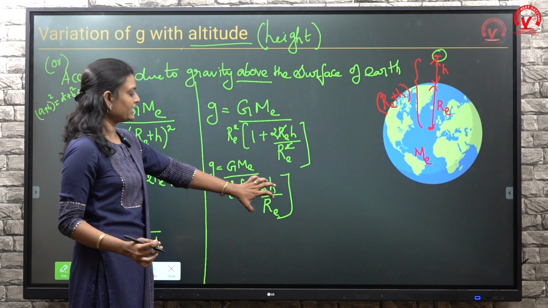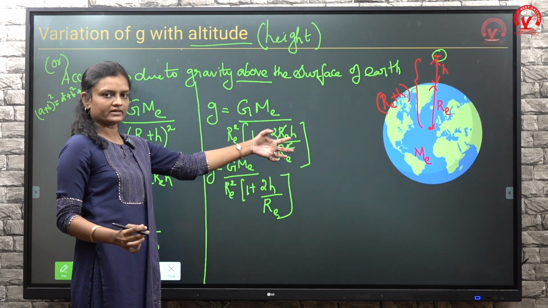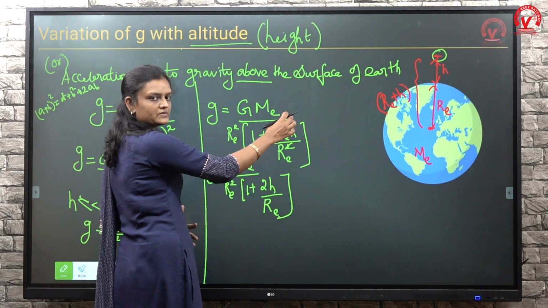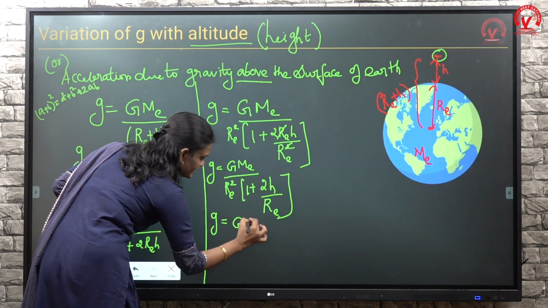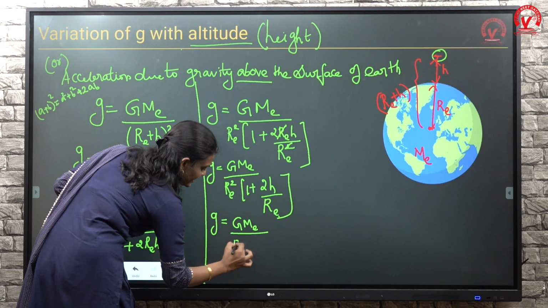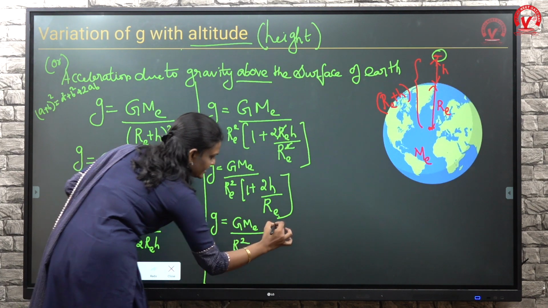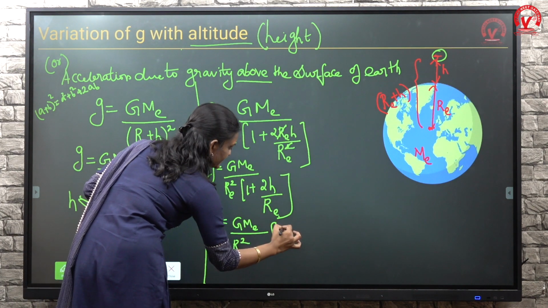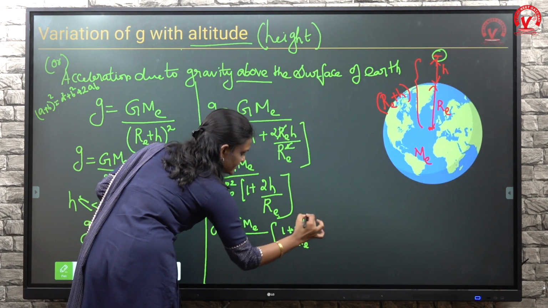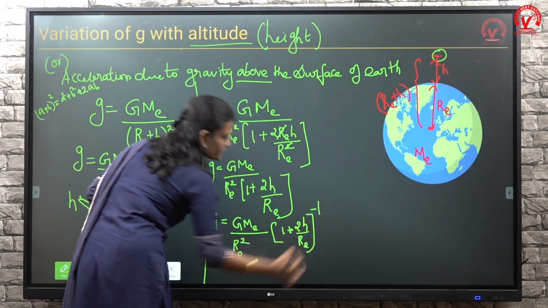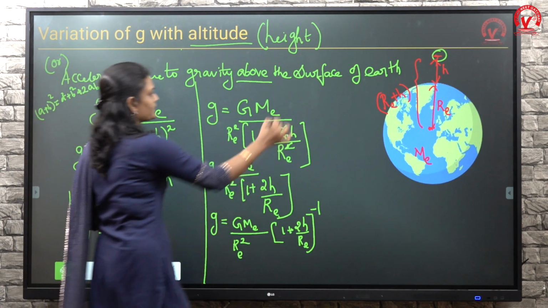Okay, now I am going to take this denominator to the numerator. So it becomes a negative sign. g is equal to GMe divided by Re square. Taking this in numerator, 1 plus 2h by Re, the whole power minus 1. Okay.